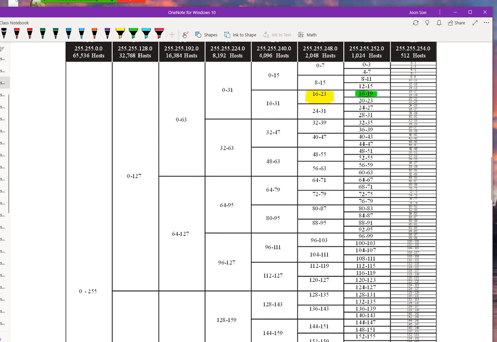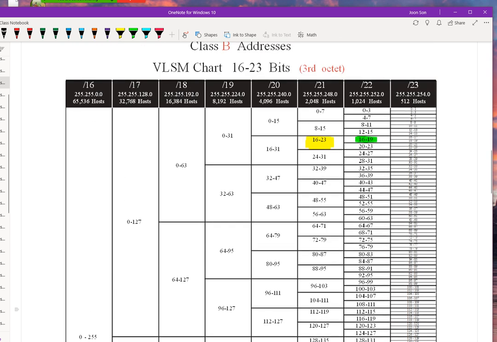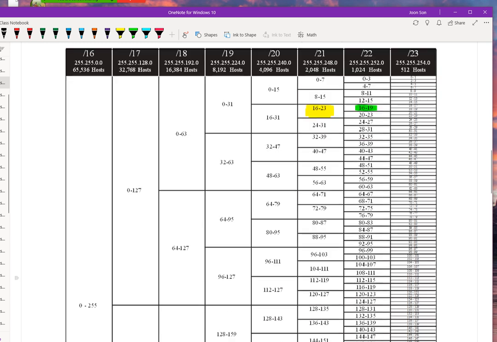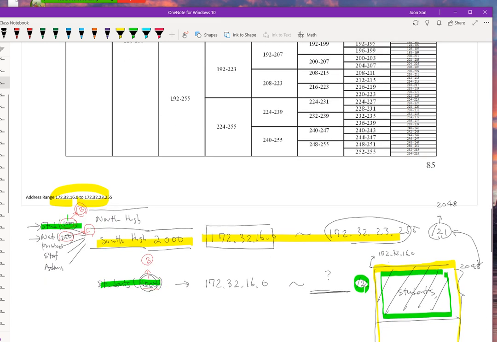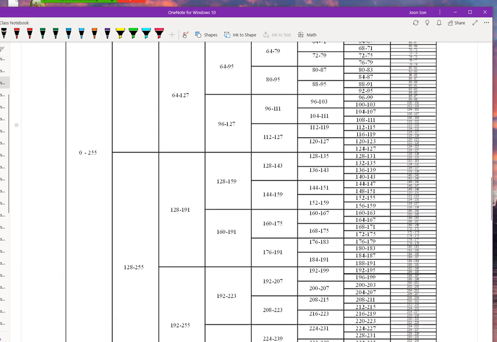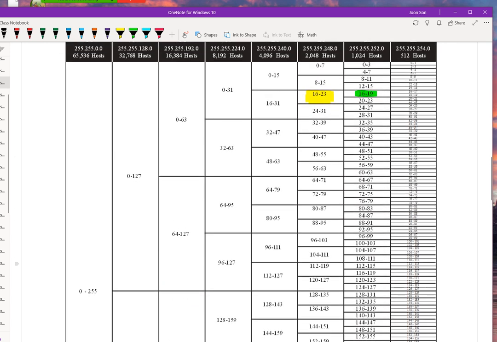Okay, so that's a green, right? So what is the answer? 16 through 19, right? By the way, this is a Class B chart. That means we have to change the third octet. Right now, we need to really focus on the third octet. So what is the answer? Anyone? 172, 32, 19, 255. Thank you.